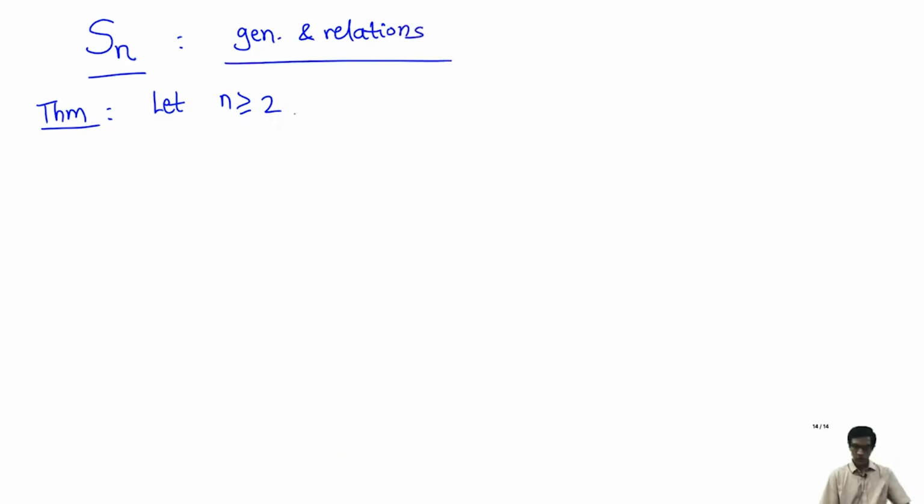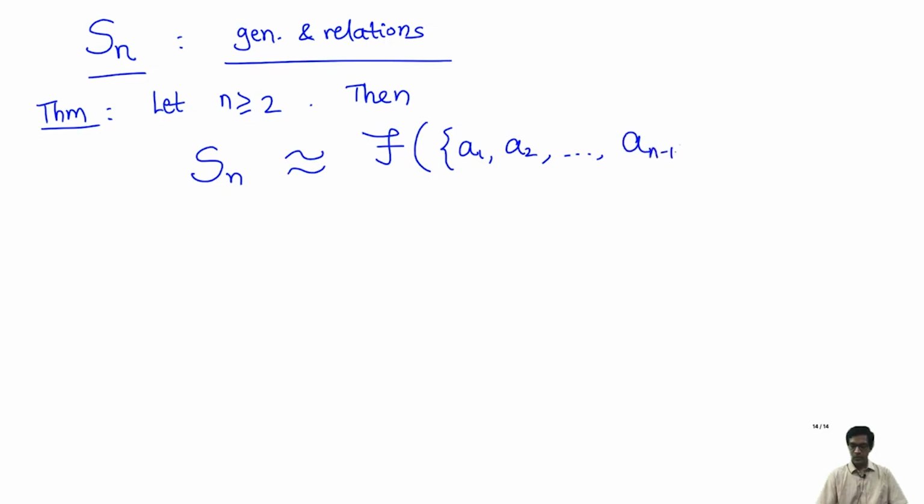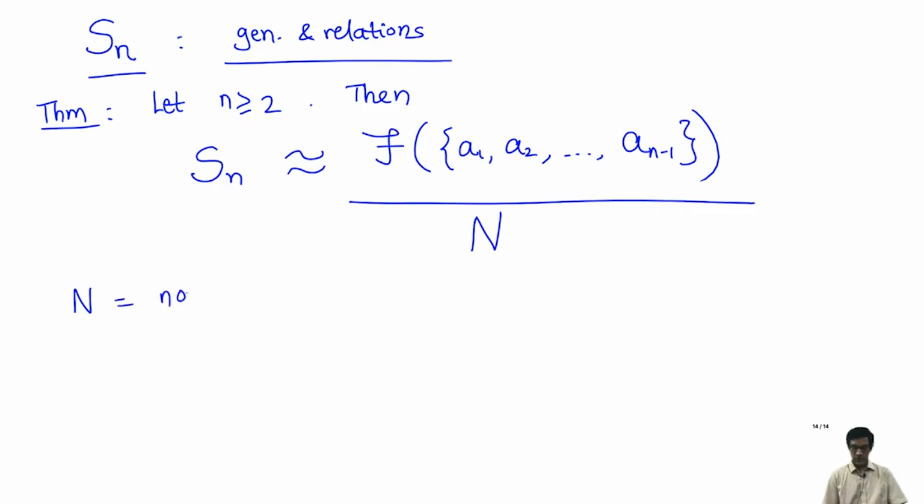Let n be greater than or equal to 2, then Sn, the symmetric group, is isomorphic to the free group on n minus 1 generators. Let me give them a name now: A1, A2, ..., A(n-1). So there are n minus 1 in all, modulo the normal subgroup N generated by a short list of relations.